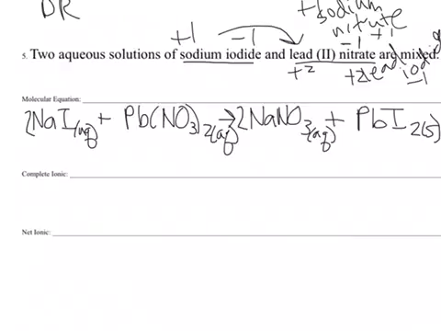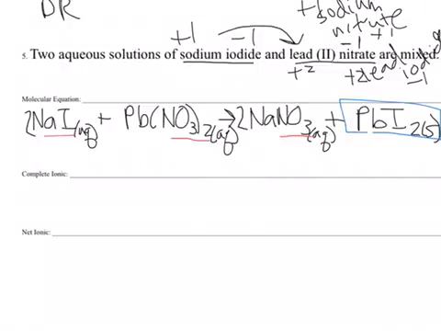Now, in order to go from the molecular equation to the complete ionic, anything that I've labeled as aqueous, I need to split apart into its ions. Anything that I've labeled as solid, liquid, or gas stays exactly the same. I am not going to split it apart. I am not going to change it. I'm just going to rewrite it as is.